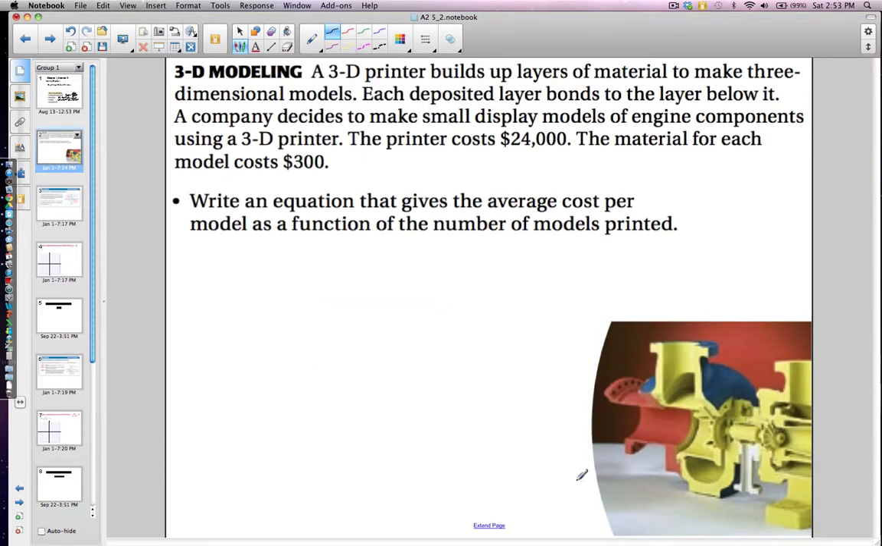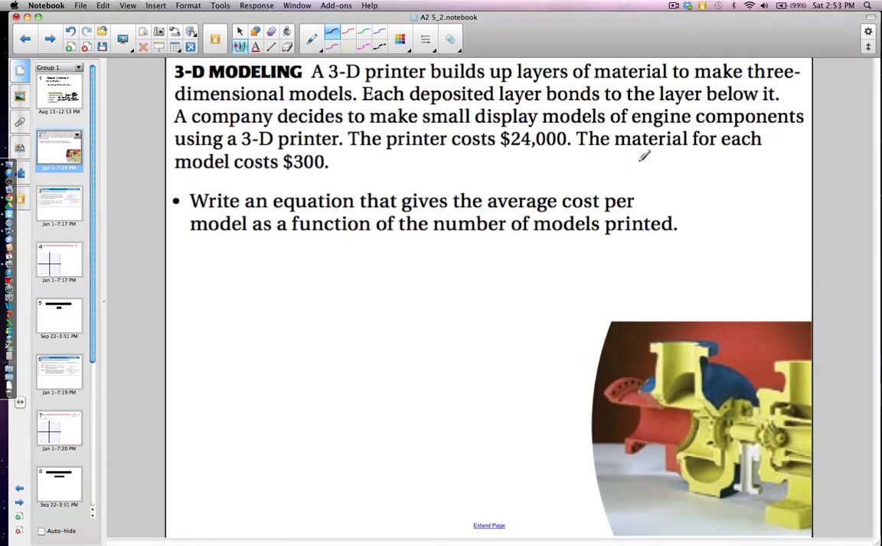Okay, so a type of problem that you might work with that takes the form of a simple rational function would be this problem, where we've got this idea of a 3D printer. So a 3D printer prints, but it prints in 3 dimensions, so it makes models. And a company's going to work on making small displays of engine parts, as you can see in this picture, and they're trying to work out cost per model as a function of the number of models printed.